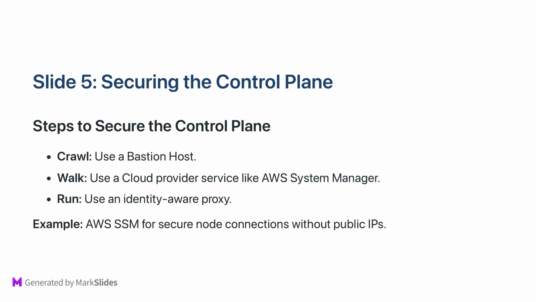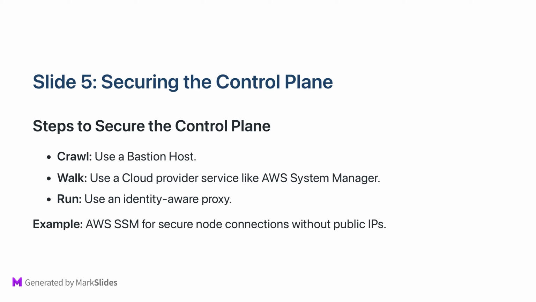2. Walk. Use a cloud provider service like AWS System Manager. The next step up is to integrate native cloud provider services such as AWS System Manager, SSM. Unlike a bastion host, AWS System Manager allows you to manage your nodes without the need for them to have public IP addresses. It facilitates secure connections and operations directly within your cloud environment, reducing the attack surface and enhancing security with sophisticated monitoring and logging capabilities.